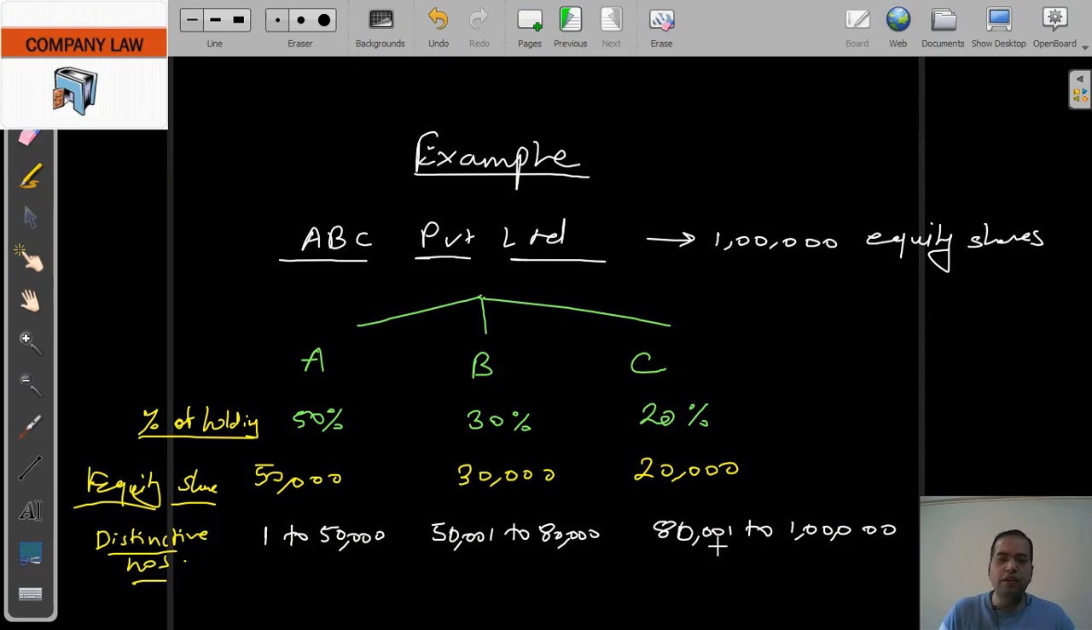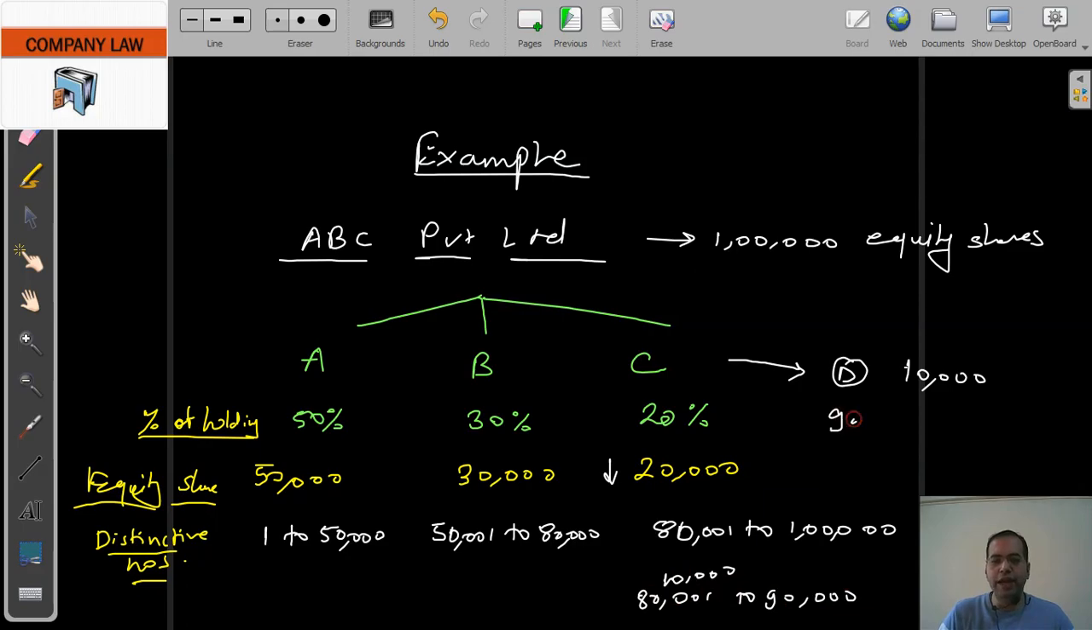Now further, in future, suppose C wants to transfer the shares to D. Let's assume that C is ready to transfer 10,000 equity shares. So D will become the shareholder, and the distinctive number will change, because here the shareholding will be reduced. It will be reduced, and the distinctive numbers will be 1 to 90,000, and then 90,001 to 1 lakh.